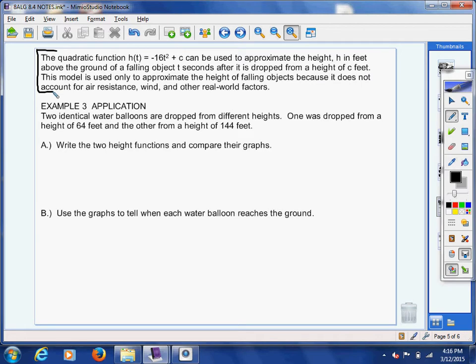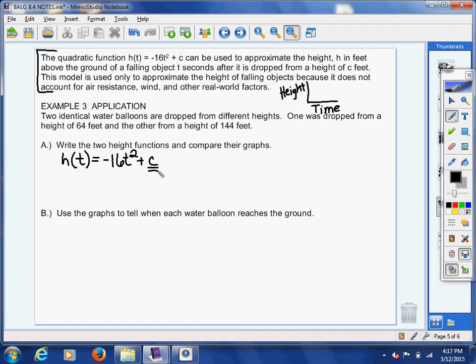So, just in short, just remember your y-axis is height above the ground. That's what they're telling you. And then your x-axis is time, okay? And they're trying to show you that when you use this basic formula, they're going to give you information so that you can plug in for C. C is from what height the object is dropped.